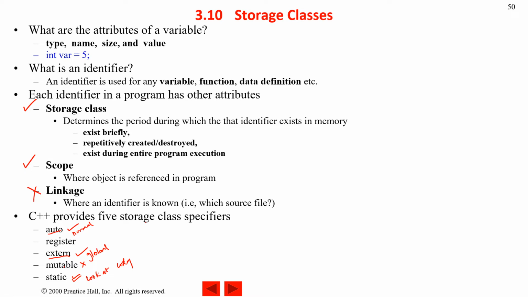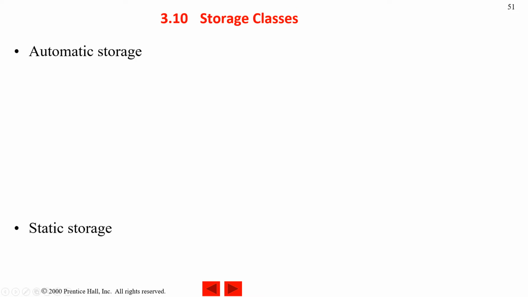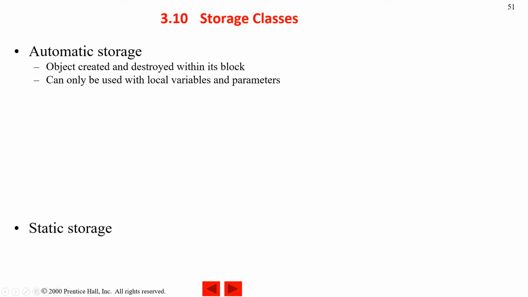So out of 5, we know that we have already seen 2 before, and then we just need to study the third one. So the auto variable, the automatic variable, is an object that is created and destroyed within its block. If you recall, I have been saying in many classes that a variable's scope is limited to its block. A block is the starting of a bracket and the ending of a bracket. It can also only be used with local variables and parameters.